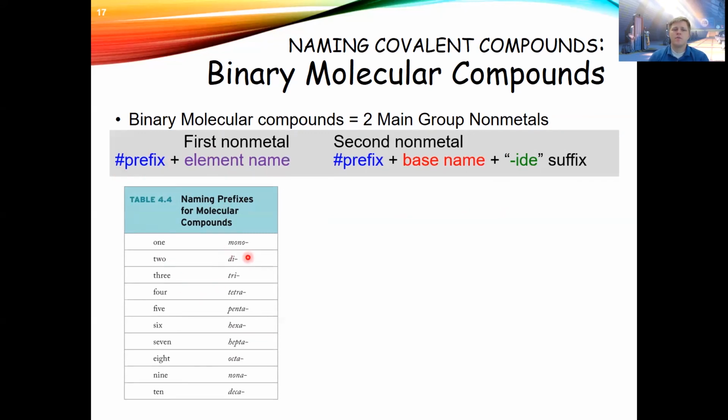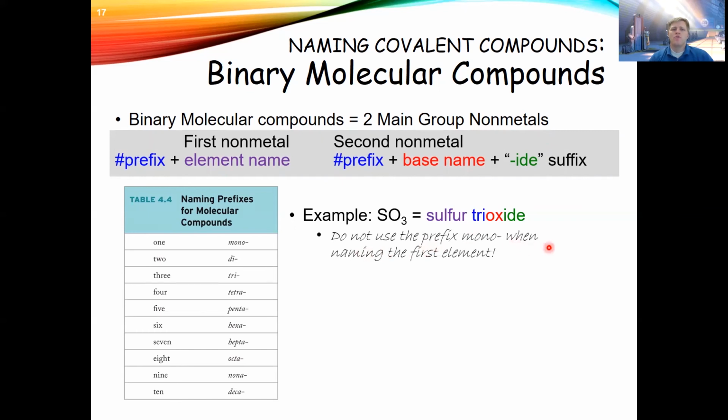So for example, if I have 2, I'll put di. If I have 3, I'll put tri. So if this is bromine, I'd put tribromine. And then for our second element, we'd also put the prefix, but here we'd put the base name and add the suffix "ide." So for example, here we have SO3. For S, that's sulfur. So we're going to ask how many are there? There's 1. So we'll look up the prefix there, that's mono. But you'll notice we don't actually put mono here. So this is a special case where you don't use mono on the first element. If there were 2 sulfurs here, we would put disulfur trioxide. But since there's only 1 sulfur, we're just going to say sulfur trioxide.